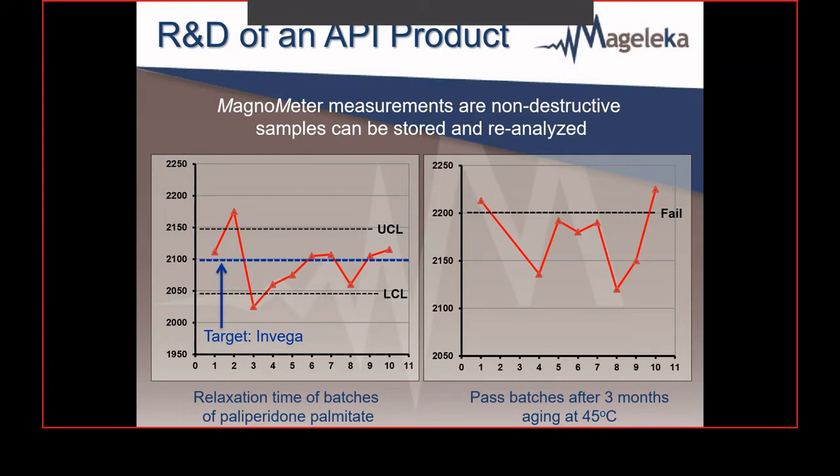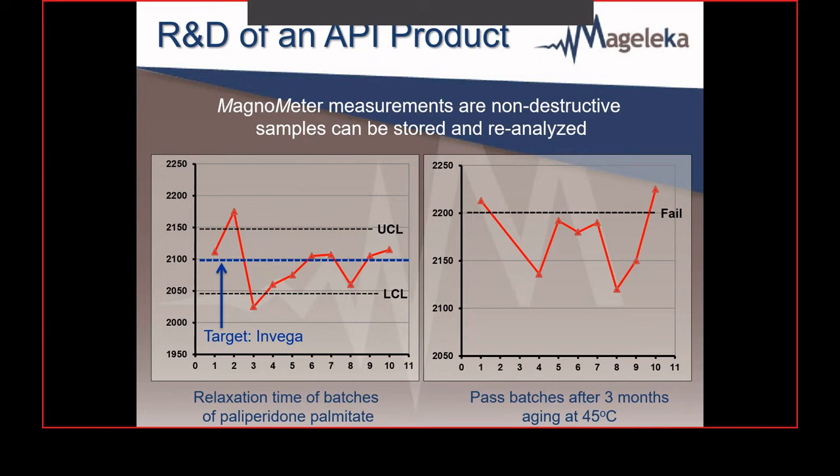Paliperidone palmitate is a blockbuster drug marketed in the US by Janssen Pharmaceuticals under the name Invega Sustenna. It's used to treat schizophrenia and schizoaffective disorders. Now, a major US manufacturer of generic pharmaceuticals sent me 10 samples for NMR relaxation time measurements, together with a sample of the Invega product. They wanted to make a generic equivalent because the paliperidone palmitate is coming off patent.